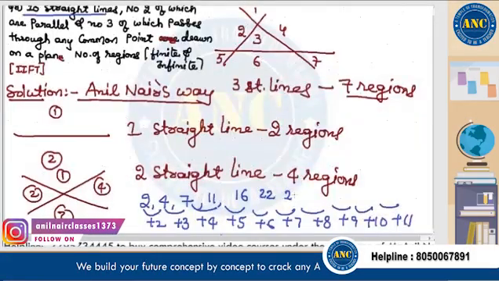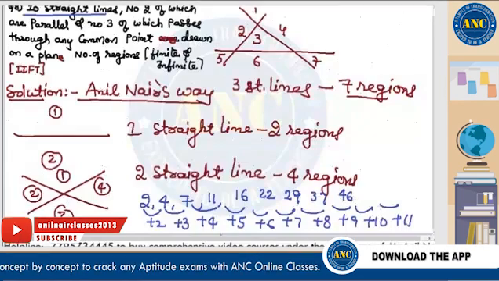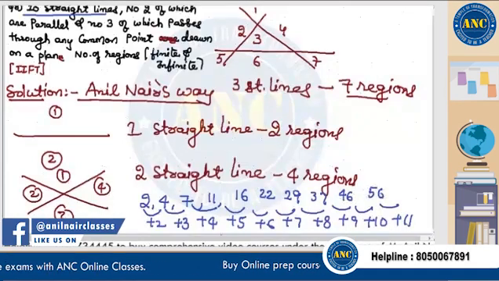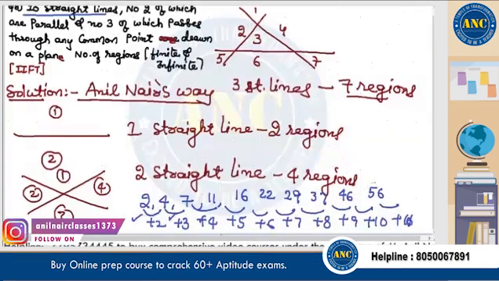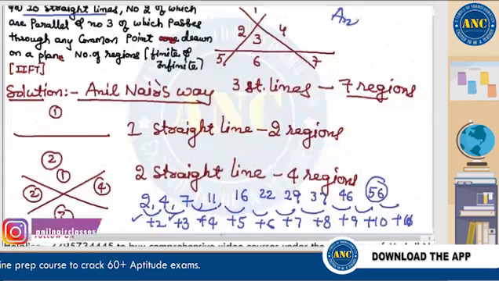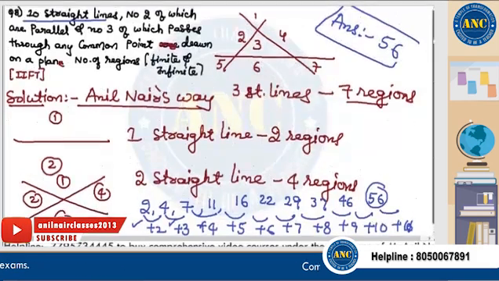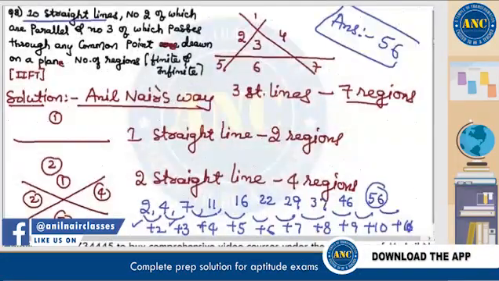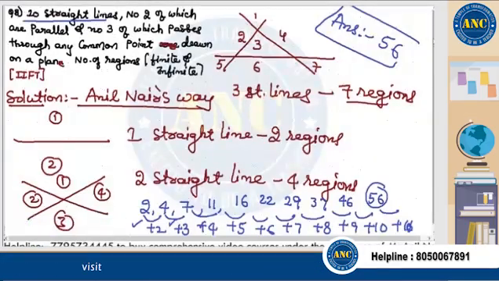Then 22, 29, 37, 46, 56. That is for 10 straight lines, right? So these are for 2, 3, 4, 5. So for the 10th straight line, what is the answer to the question? 56. No usage of any formulae. Just simple reading of the question, and you got the answer.